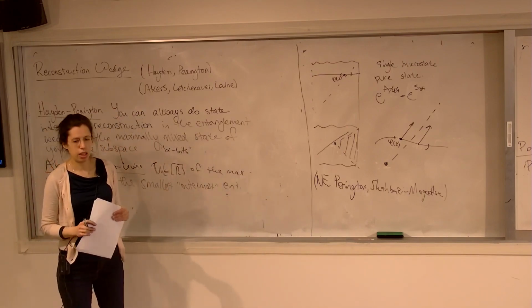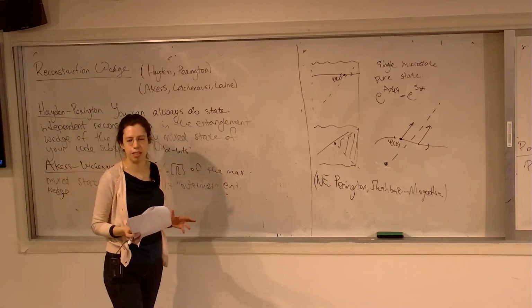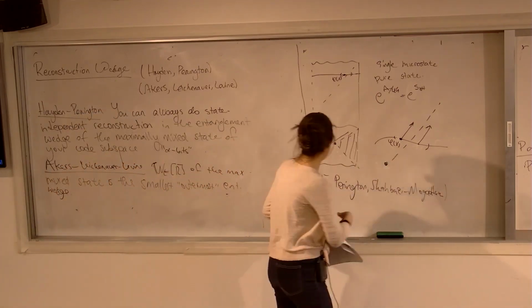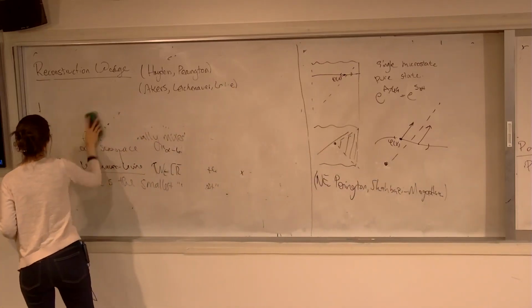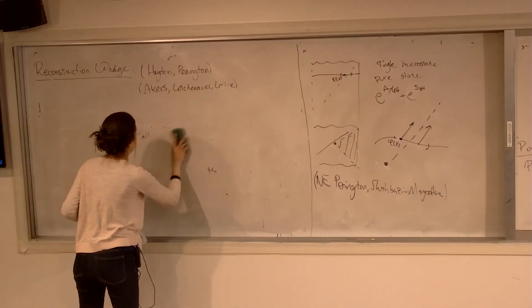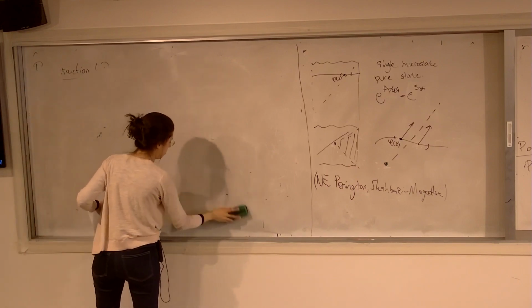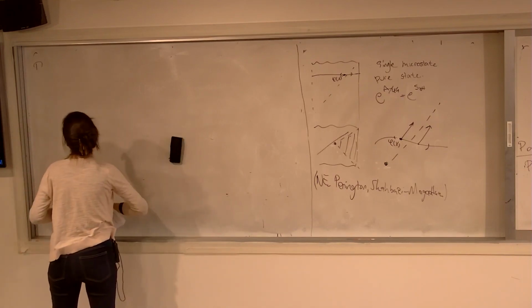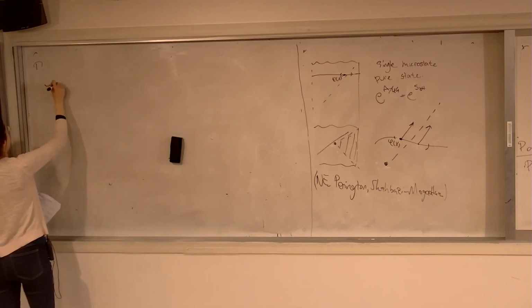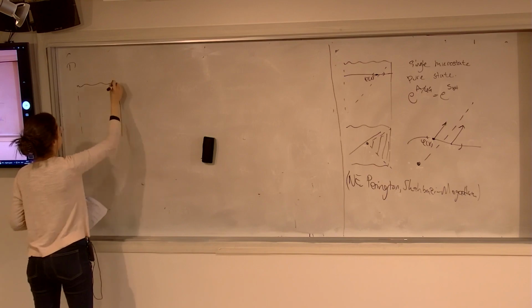So in the case of the evaporating black hole, you could say, okay, what is the reconstruction wedge? Do we have to worry now? So I'll jog your memory a little bit. So here we have an evaporating black hole. Bath.